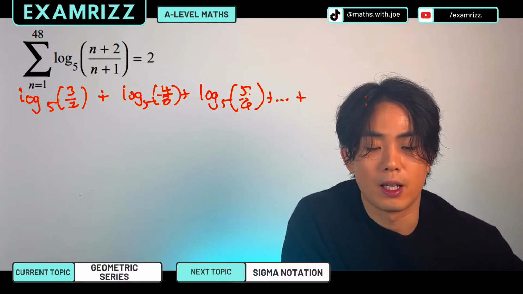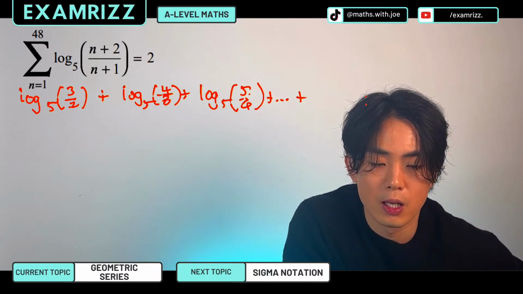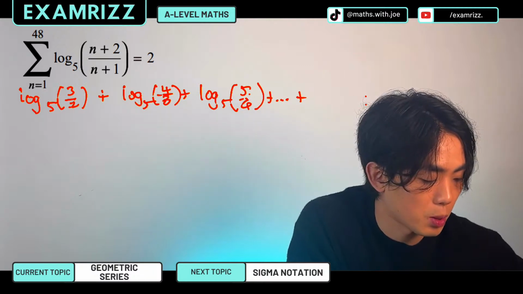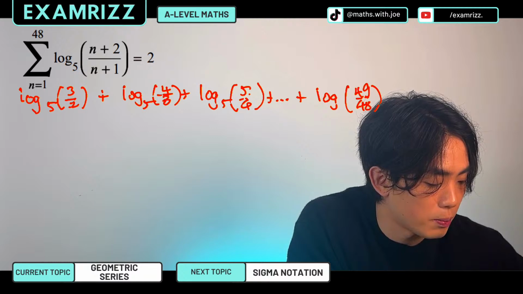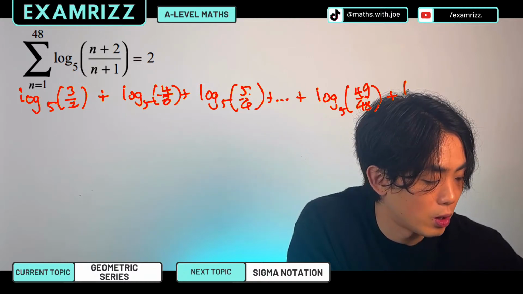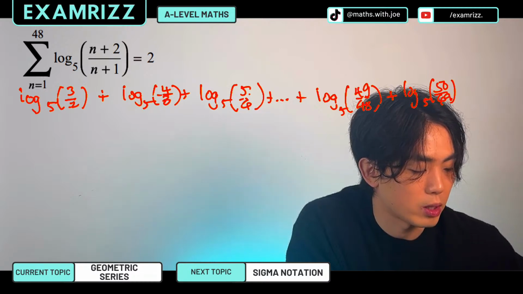I'm also going to plug in the last two values as well. So let's plug in the terms up to the 48th term. Let's go ahead and plug in the 47th term. If I plug in 47, it's going to be log of 49 over 48, base 5, plus the last term will be log of 50 over 49, to the base 5, like so.